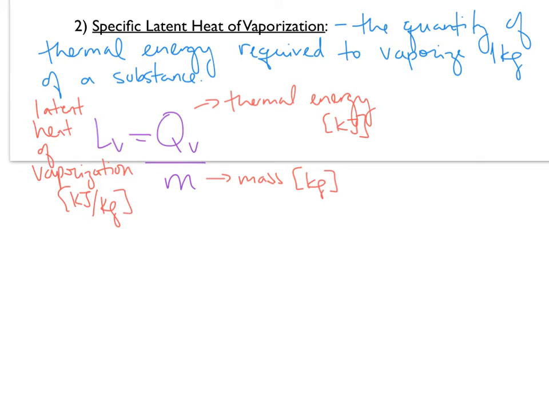Let's rearrange this equation again to a prettier form. So QV is equal to mass times your latent heat of vaporization.